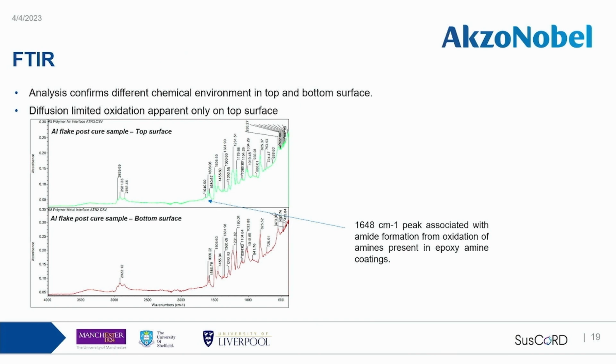Just as a side note, I did some FTIR on the top and bottom surface, and you can see that there are chemical differences here. So I have an amide present on my aluminium flake, just post-cure sample, but only present on the top, and that's not there on the bottom. So there are also chemistry differences, and that's thought to be due to diffusion limited oxidation, and only the top surface is oxidized.